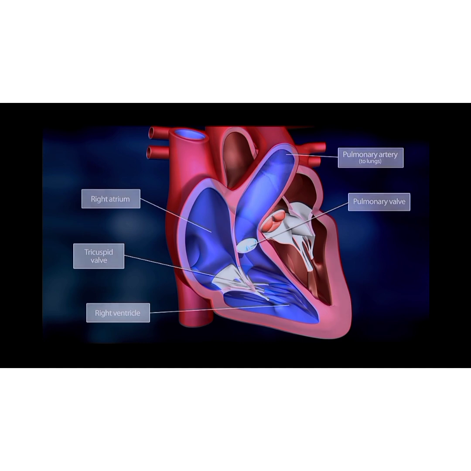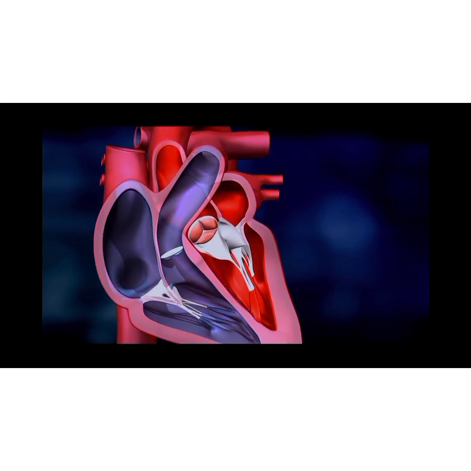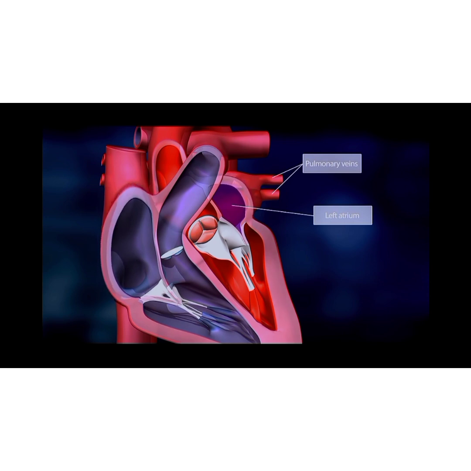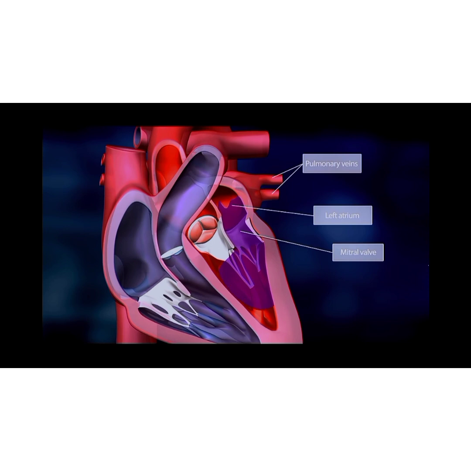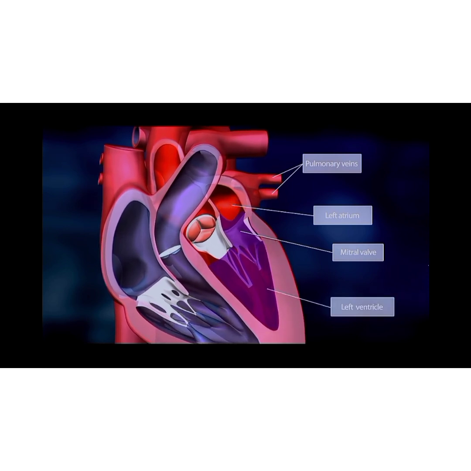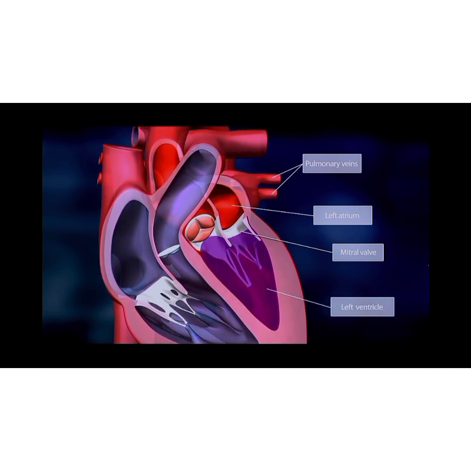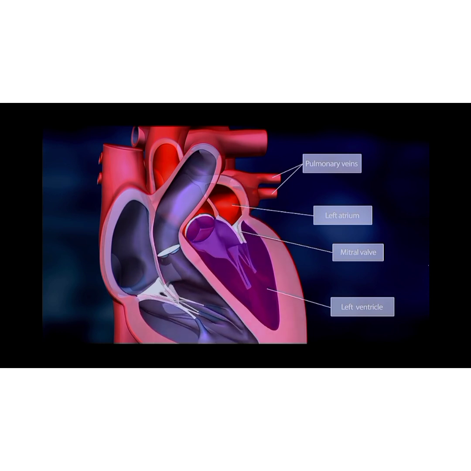At the lungs, the blood will give out carbon dioxide and pick up oxygen. Now the blood is oxygenated. Oxygenated blood enters the left atrium through the pulmonary veins. When the left atrium contracts, the mitral valve opens and the oxygenated blood enters the left ventricle. When the left ventricle fills with the blood, the mitral valve closes to prevent the backflow into the left atrium.